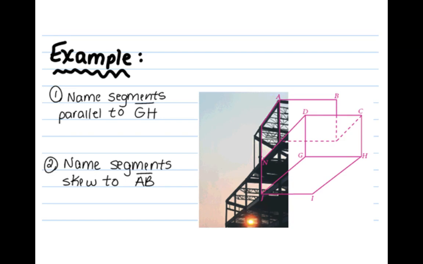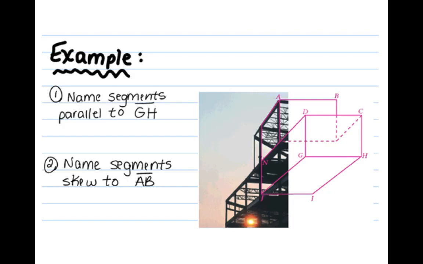Okay, well, I heard a couple ones. I heard N. Which one? Oh, ND. Okay, ND is an example of one that would be skew, right? ND goes like this, and it's like this, right? They don't ever touch, and they're in different planes. I think one that's really easy to see, for example, would be DG. Right? DG and AB never touch. They're in different planes.